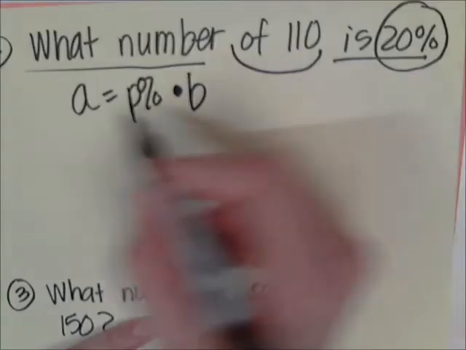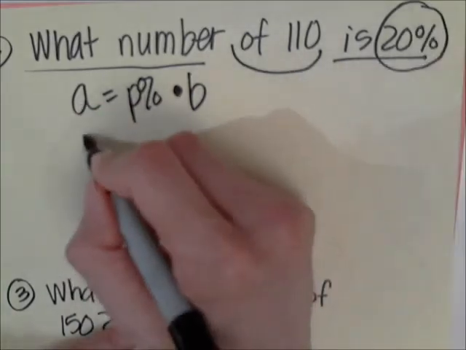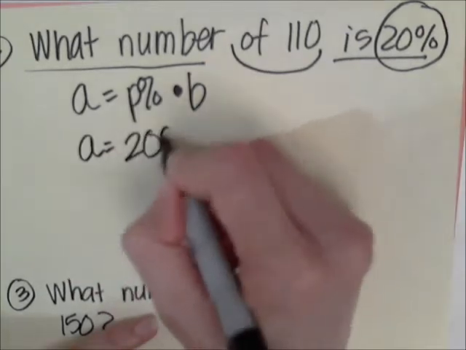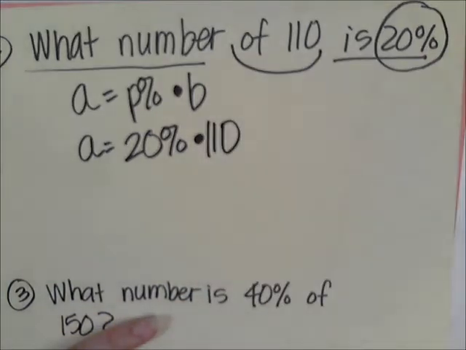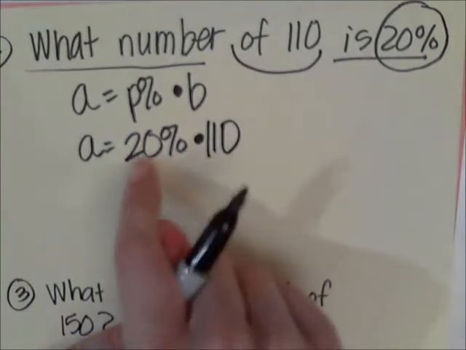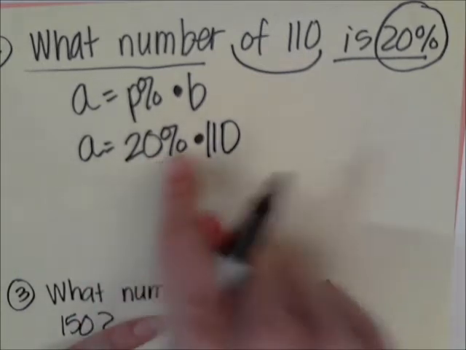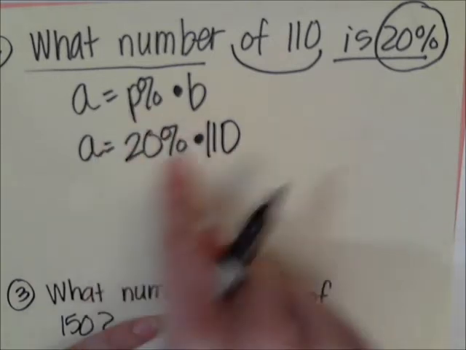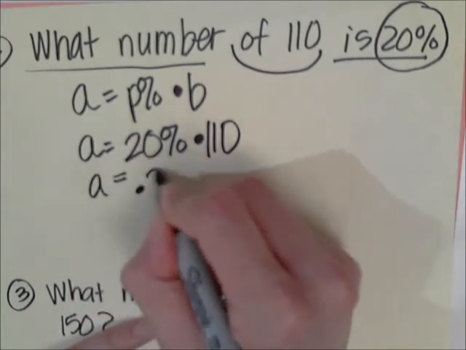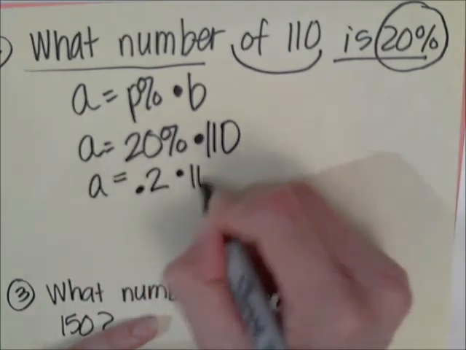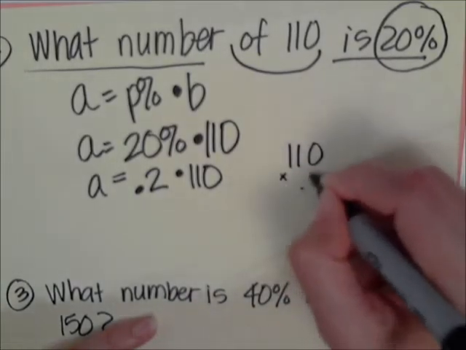I don't have an A, because this is the "of 110" and this is 20%. So I'm going to go A equals 20% times 110. Here's the thing: I can't multiply 20% as is. I always have to change my percents to decimals or fractions if I want to multiply them to other numbers. You can't just leave it as 20. So I'm going to change 20% to a decimal. So 0.2 times 110.